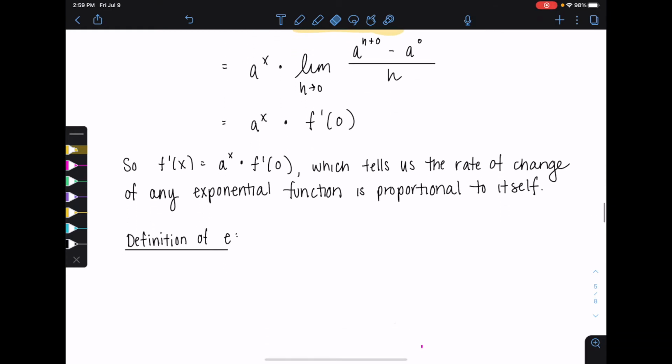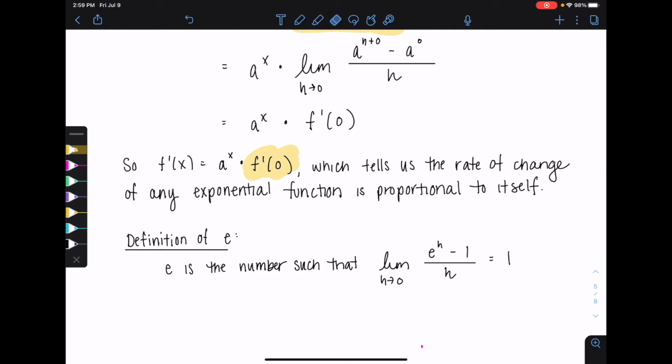Now the number e comes from making this something super specific. So e is the number so that this limit, which is the derivative evaluated at 0, ends up equaling 1. So ultimately that gives us one of the nicest derivatives for the natural exponential function. But the problem is that doesn't work for every exponential function. So we'll see how to handle other bases later on.